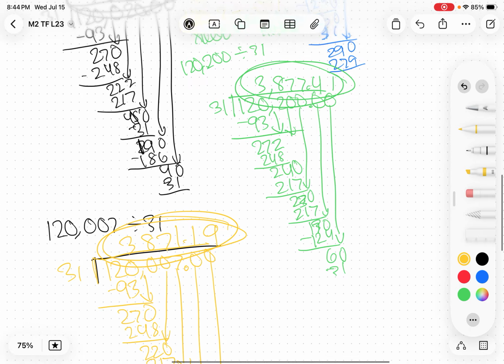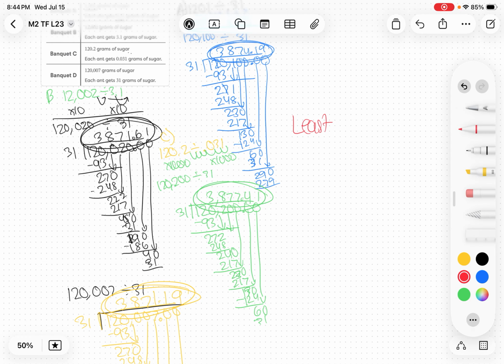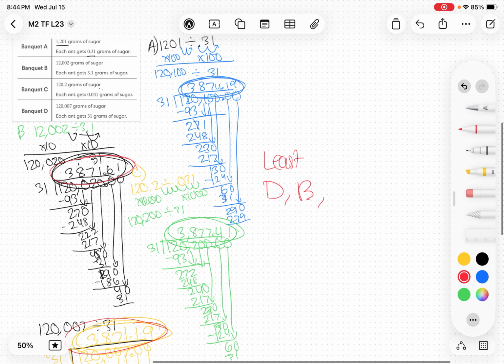So we have all 3 numbers. Let me see if I can zoom out. And we need to put these in order from least to greatest. So starting with the number that is the least, that goes to banquet D over here. And then the next one would be B right there. And then it would go to, I think it's A, yeah. And then C is going to be the greatest. So that's those in order from least to greatest.